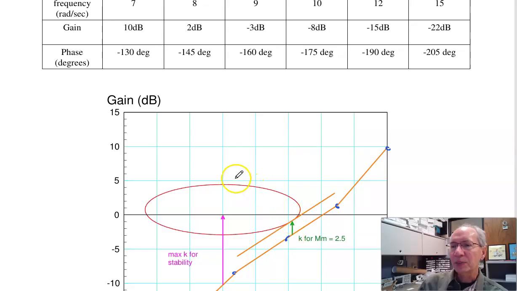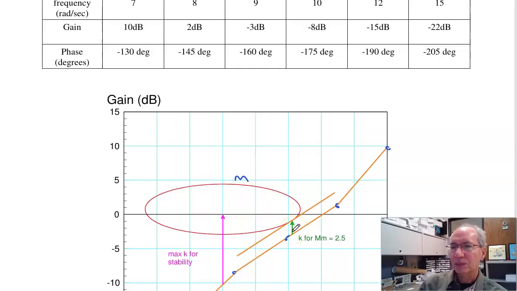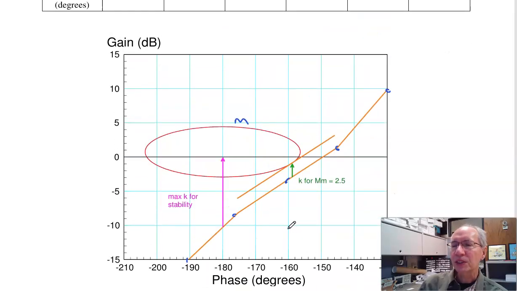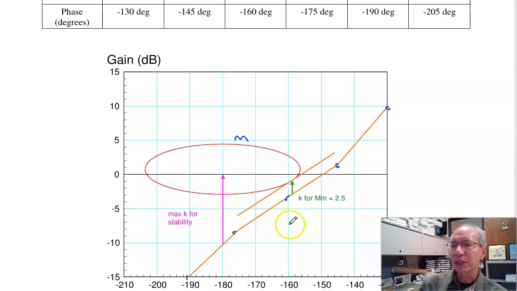To be tangent to my M circle, I slide it up until I'm tangent. That's about 2.5 dB. That's the beauty of Nichols charts. I don't need to know the transfer function. I just need to know the gain versus frequency. And actually, I don't need to know all the gain versus frequency. I only need to know this point, and for stability, at that point where the phase is 180. Whereas the graph really doesn't matter.